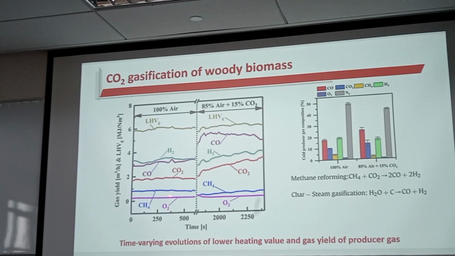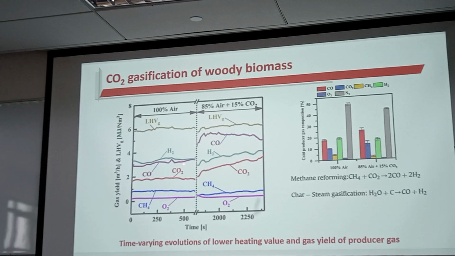In this figure, we can see that when we use air as a gasification agent, the red line is the carbon dioxide, this line is the carbon monoxide, and on the top is hydrogen. After we inject 50% carbon dioxide into the air, we found that the gas yield of carbon monoxide increased sharply. At the same time, the methane yield decreased sharply.